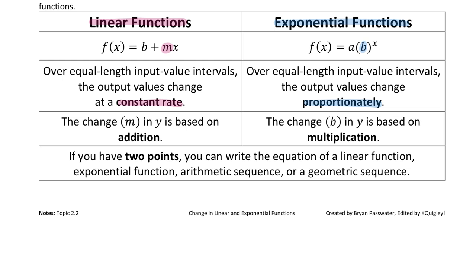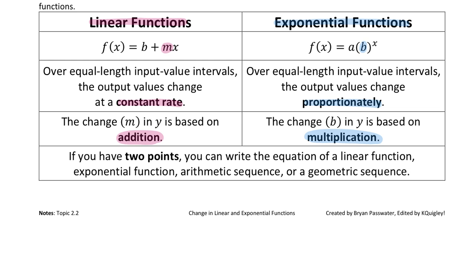For linear functions, the change or that slope is based on addition. So when we were doing the sequences, we added these numbers every time. That's how linear functions are created, by adding the same difference every single time, adding that common difference. But the base, the change in an exponential function, is going to be based on multiplication. In geometric sequences, that was when we multiplied or divided, which is multiplying by a fraction, to change from one number to another, which is a proportionate change.